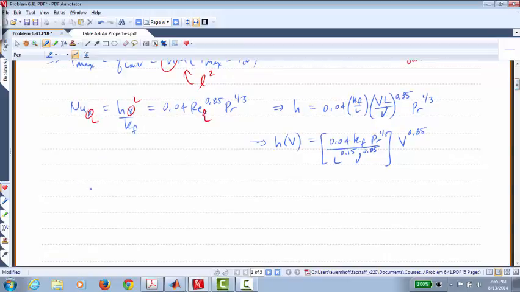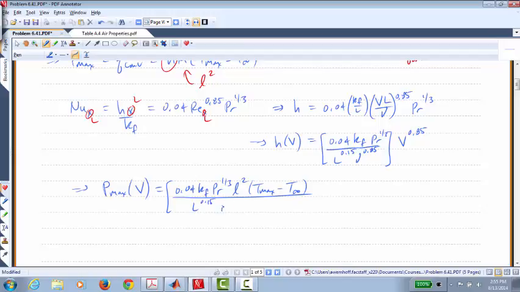Putting it back into our relation for power, we get the maximum power at speed V is going to equal 0.04 k_f times Prandtl to the 1/3 times little L squared times T max minus T infinity, divided by L to the 0.15, nu to the 0.85. All of this stuff inside is constant. We're going to vary the flow speed.